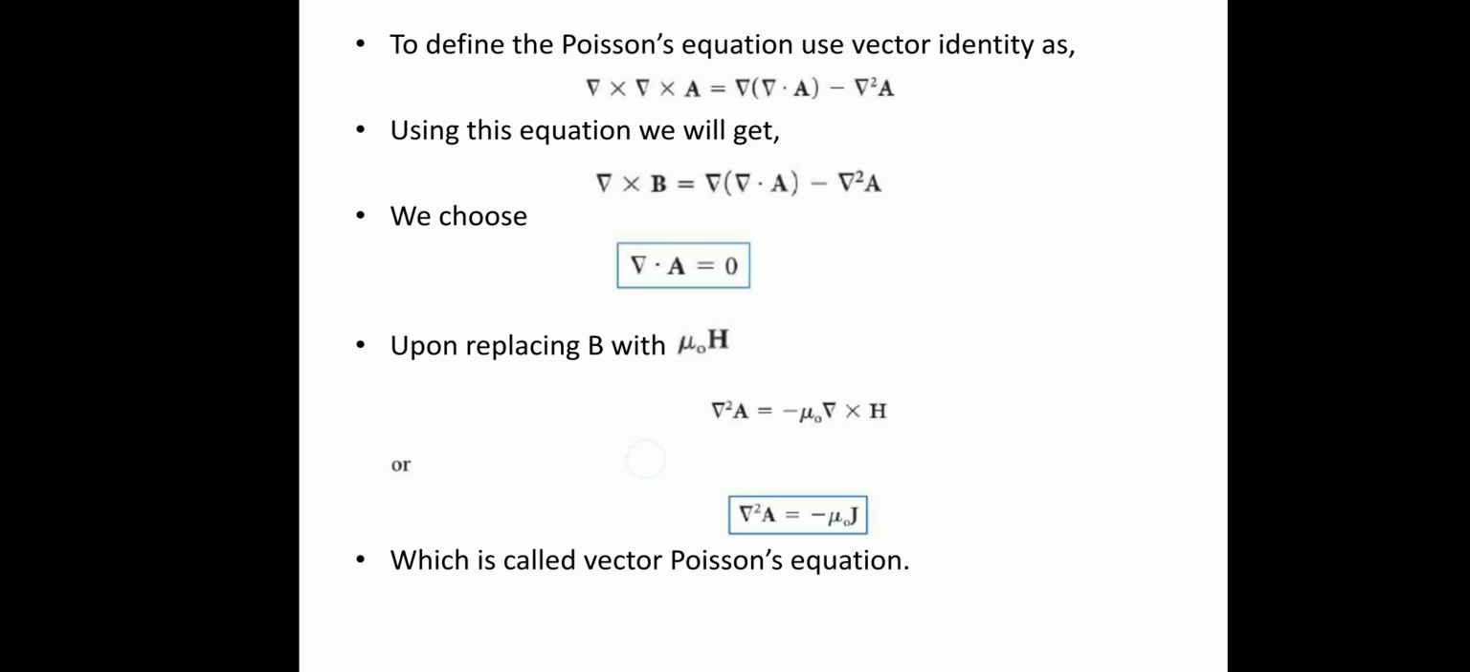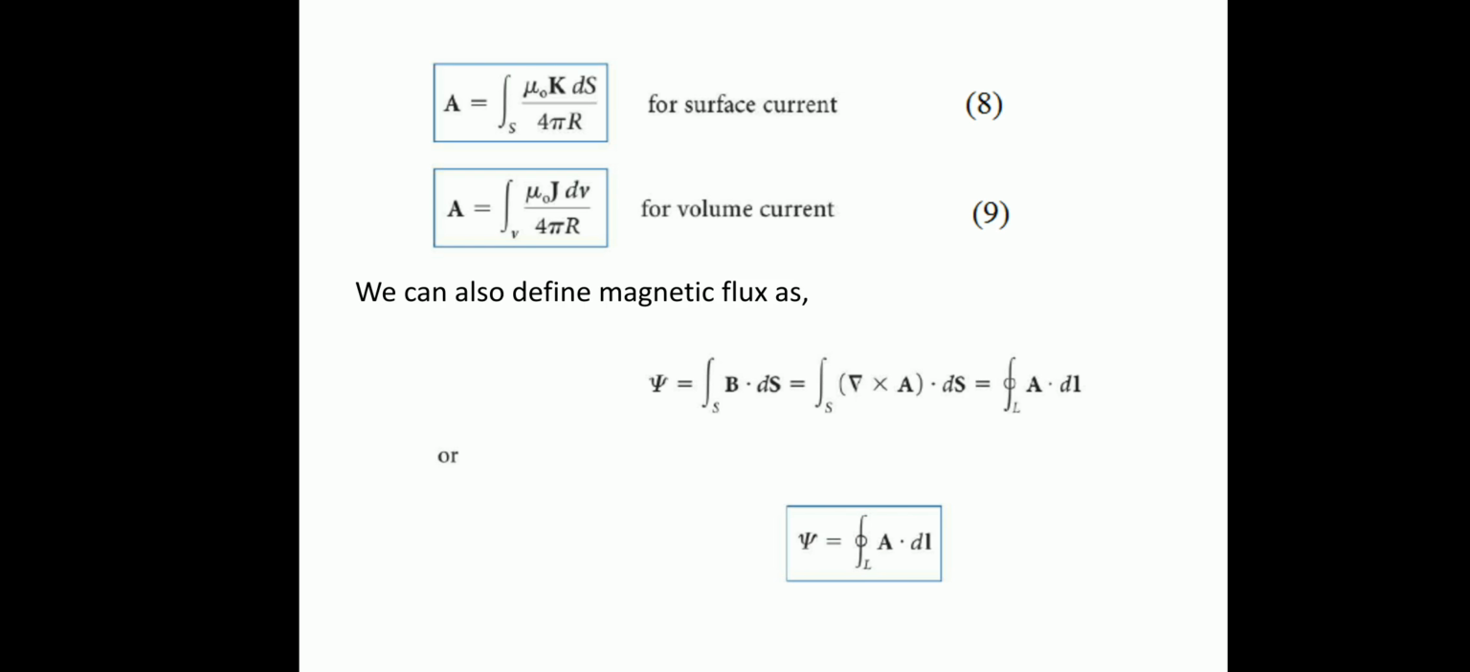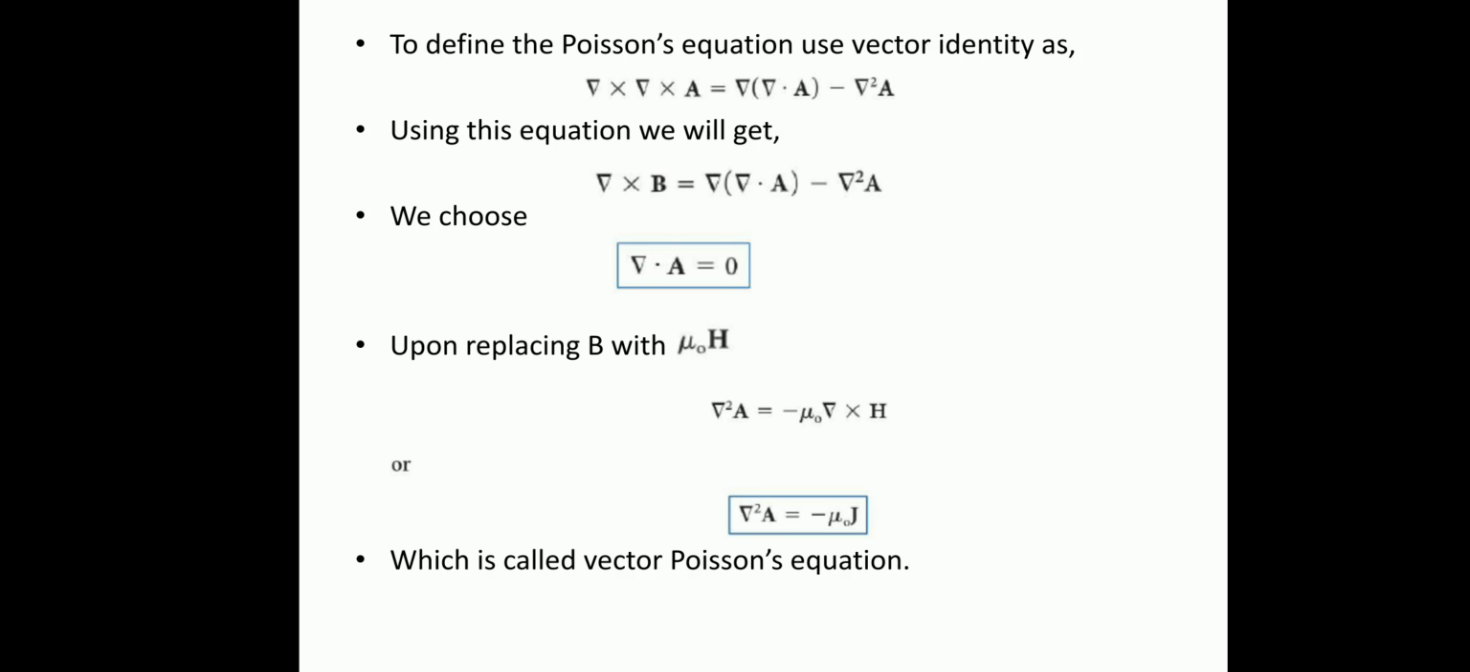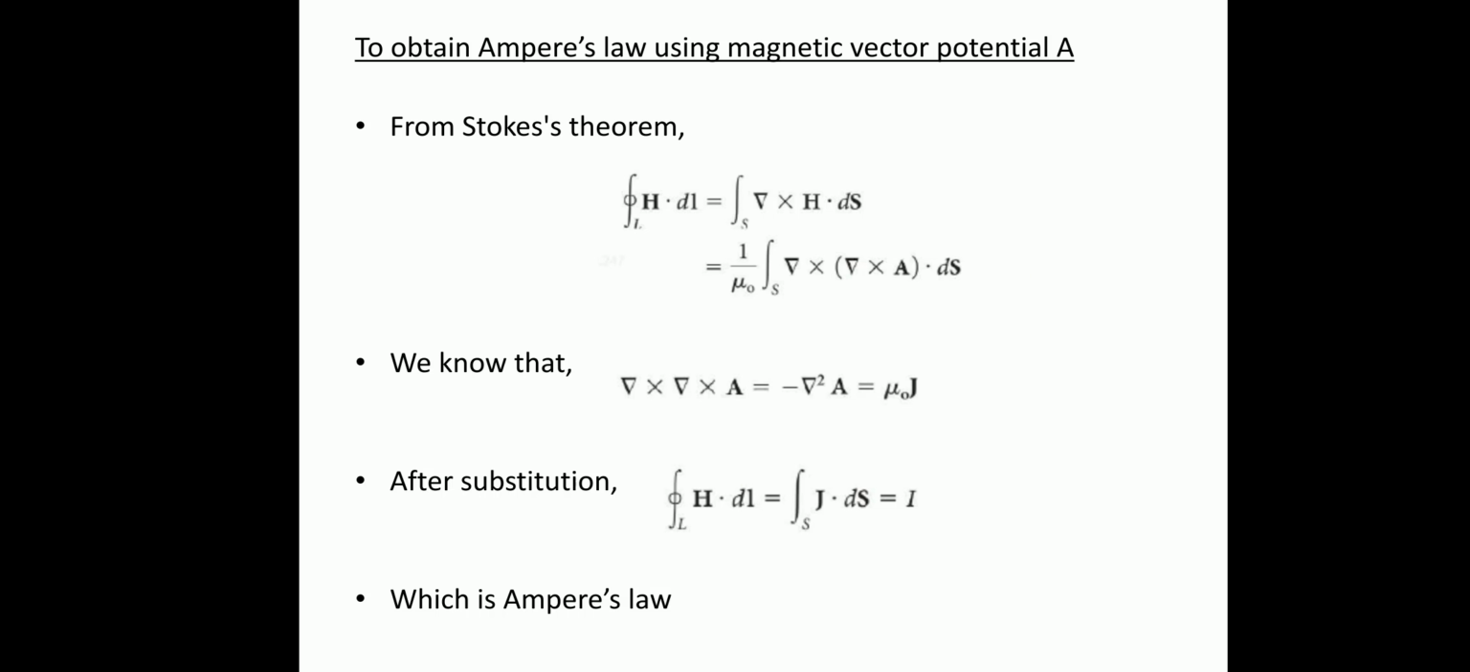What is B? B is del cross A. So we can replace B with del cross A, and you get 1 by mu 0 times the surface integral of del cross del cross A ds. That is the line integral of H dot dl. We already found that del cross del cross A is minus del square A, and that is mu 0 J.